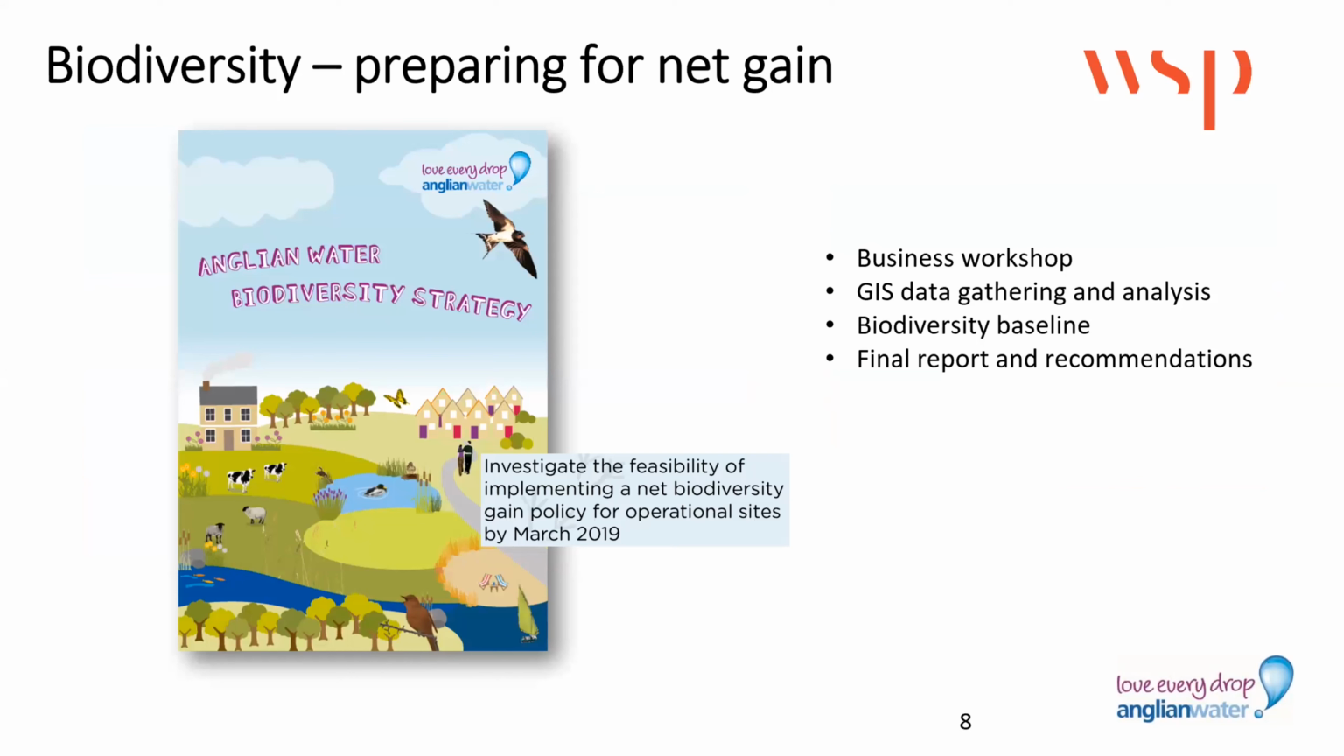We set out to consider adopting a net gain policy as part of our Anglian Water biodiversity strategy. And this is what we've been focused on for the last 18 months or so. We worked with consultants WSP to do this. They organised a business workshop for us to bring together colleagues who are going to be impacted by delivering a net gain policy, and help them understand what it is and what their role would be. A significant piece of work was to do a lot of GIS gathering, data gathering and analysis, which then created the biodiversity baseline, which we now have in place. And they also provided baseline recommendations.